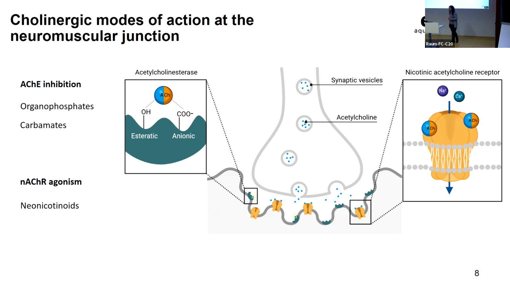And if neonicotinoids are present, they bind to the receptor, which also leads to an overexcitation of the muscle, and it also leads to final paralysis. This cholinergic neurotransmitter system is a very ancient neurotransmitter system, and it can be conserved across different species. Therefore, all chemicals that target this system have a high potential to also affect non-target organisms.